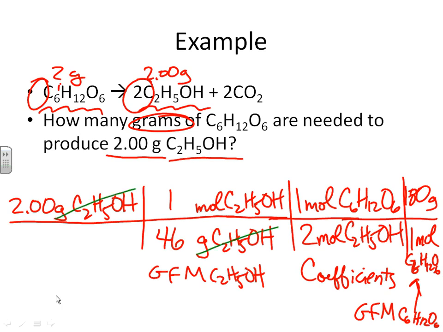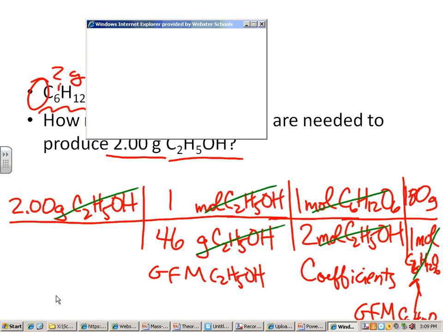In the first step, we turned grams of ethanol into moles of ethanol. In the second step, we turned moles of ethanol into moles of glucose using the coefficients. Now we can turn the moles of glucose into grams of glucose using its gram formula mass. That is a 180 at the end, in case you can't read it. And then you are done.